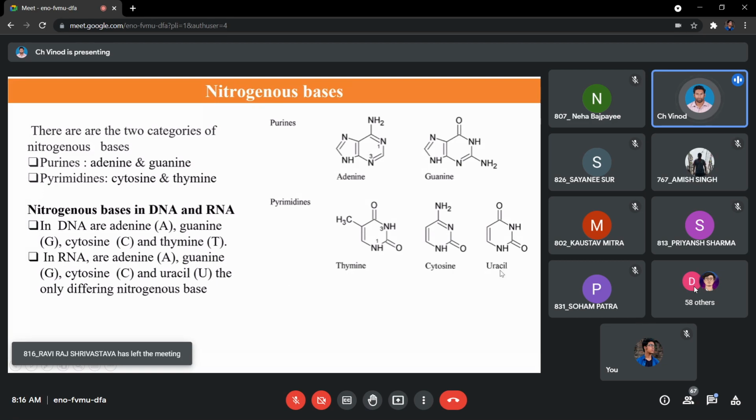In DNA we have adenine, guanine, thymine, and cytosine. These four. And in RNA, we have adenine, guanine, cytosine, and uracil. The difference between uracil and thymine is that in thymine we have an additional methyl group with respect to uracil. That's the only difference. So this occupies DNA and this occupies RNA.